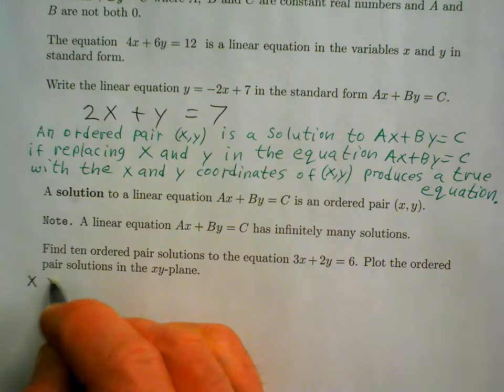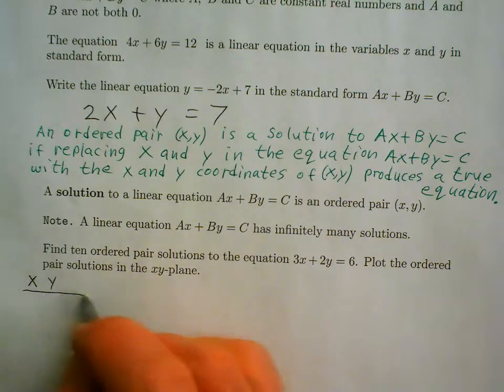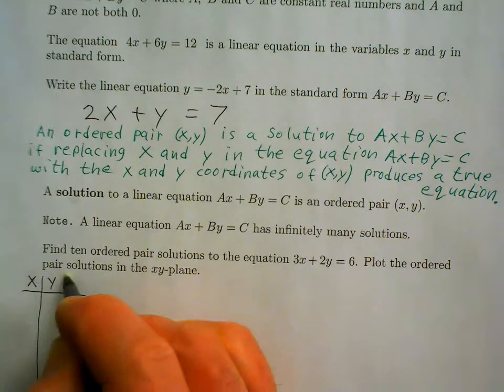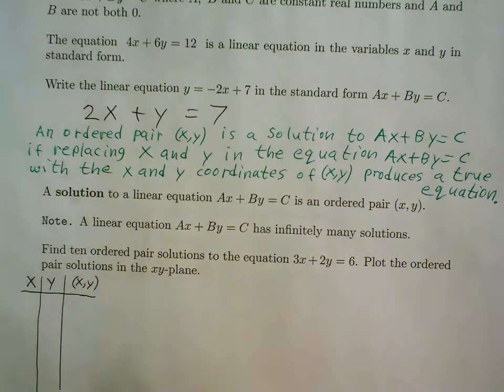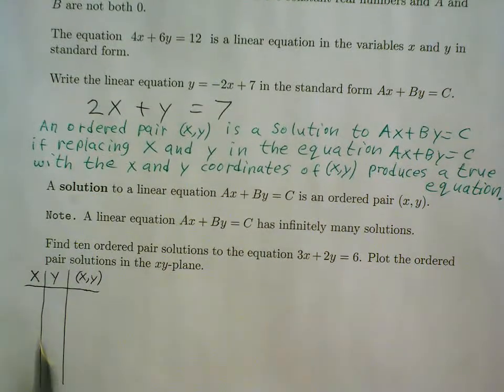Okay, so one way to go about finding solutions, ordered pair solutions, is just to create a table of x and y values that go together.